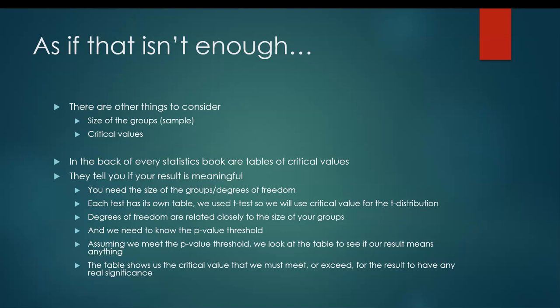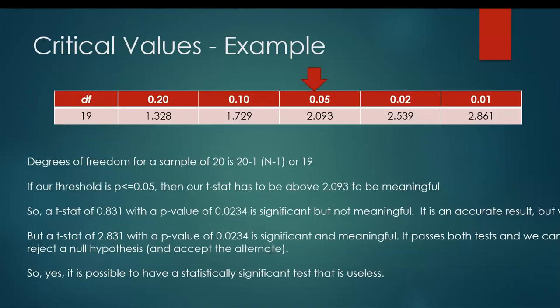We also need to know the p-value threshold, so we'll leave that at 0.05. So assuming we meet the p-value threshold, we look at the table, the back of our statistics book, or online, you can find them online as well, to see if our result means anything. And the table shows us the critical value that we must meet or exceed for the result to have any real significance. Here's an example of critical values.